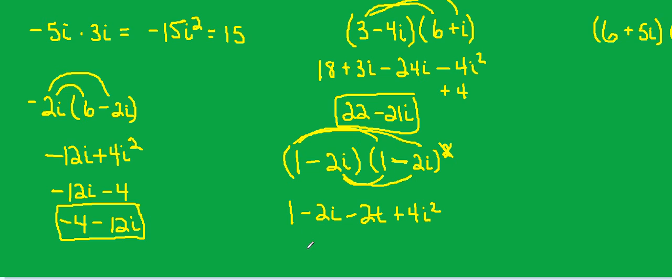Alright, so here I've got 1. And, well, let's do this. 4 times I to the second power. I to the second is negative 1 times 4 is negative 4. So then I have 1 minus 4 is negative 3. Then I got minus 2i minus 2i. Let's see, outside is negative 2i. Inside is negative 2i. So that's going to be minus 4i. And that's what my answer will be. Done with that.